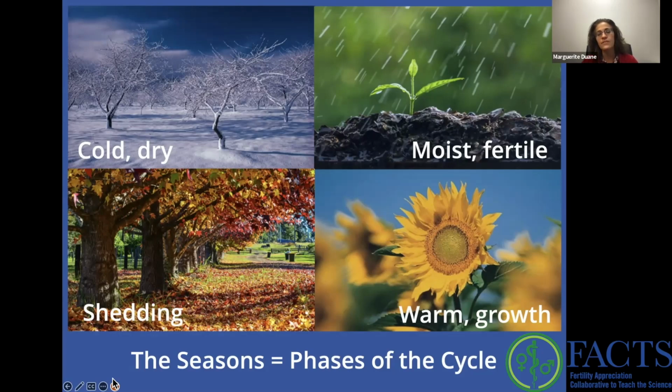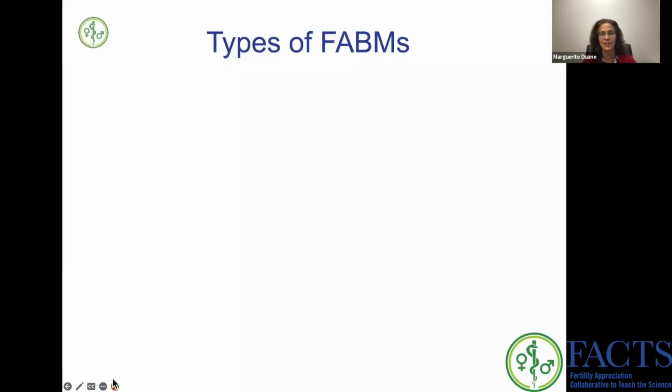So the phases of the female cycle, the hormonal changes she experiences, produce different observable signs that really mirror the seasons of the earth and provide a nice, easy way to explain to women and men to better understand the female cycle. Now, there are actually different types of FABMs that integrate the use of different signs.